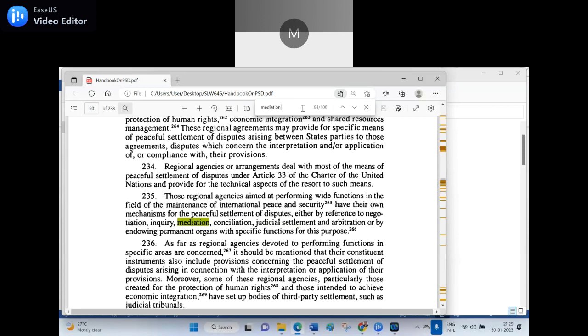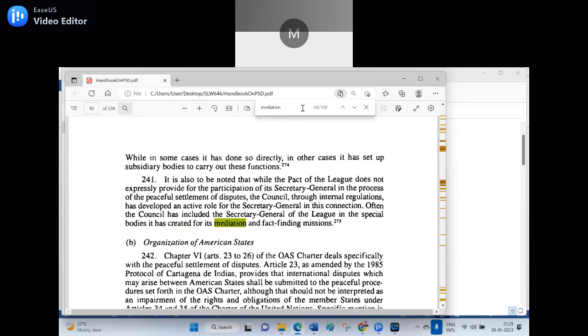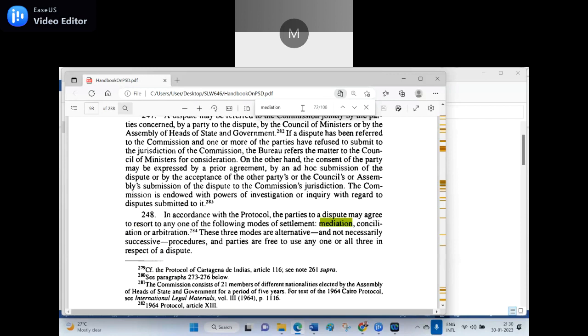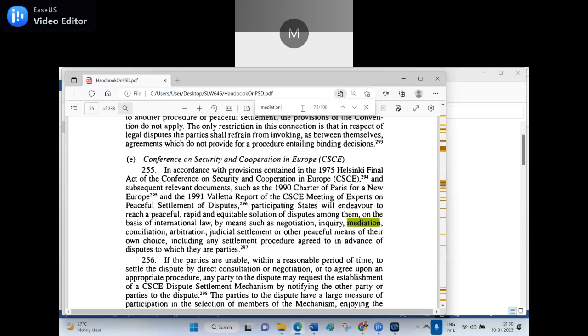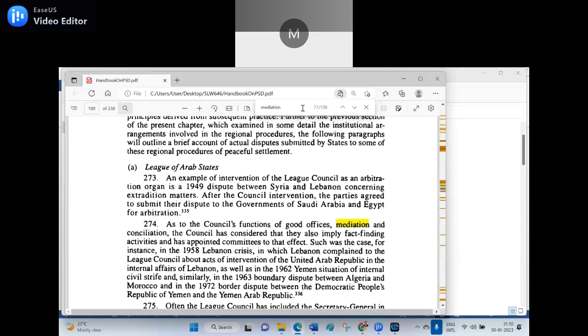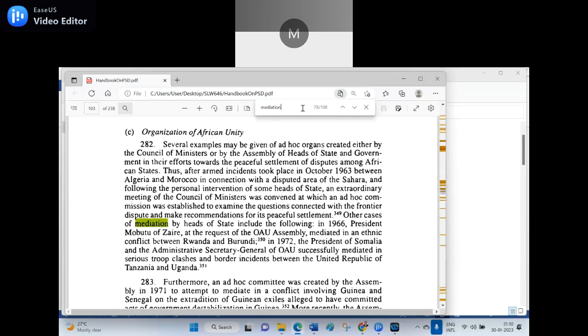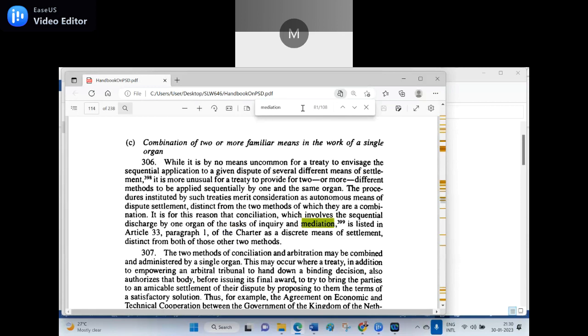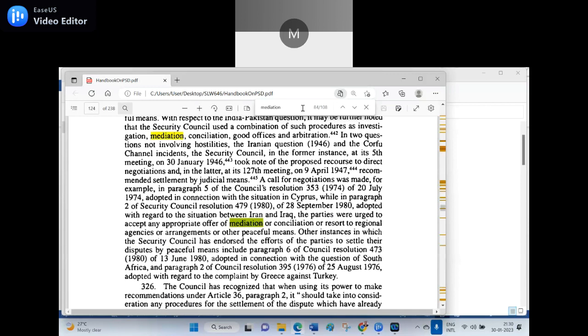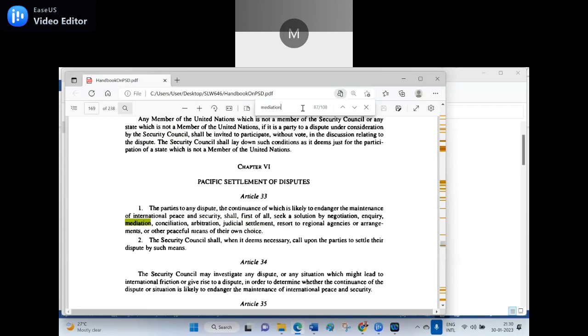Mediation, then 24 has come. Organization of American States, we dealt with it. Organization of African Unity, we also dealt with it because these are the regional unions. And the Conference on Security and Cooperation, no, we did not deal with it because we dealt only with the European Union. League of Arab States, we dealt with it from this book only. Organization of African Unity, yes, we did from this book only. Then the European Union also, we did from this book only, especially how to deal with it.